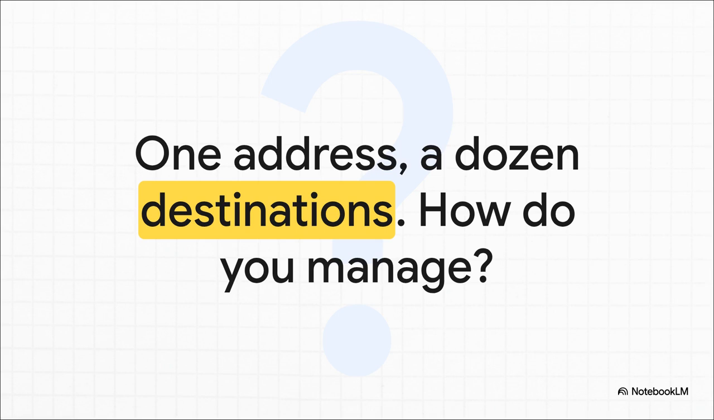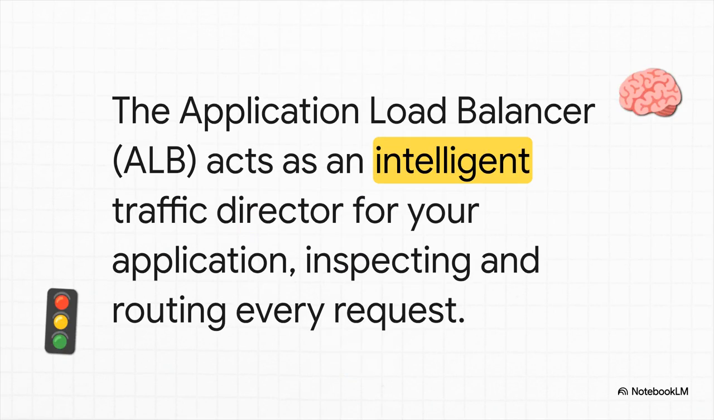So here's the problem. You've got one front door, but a dozen different rooms inside. How do you make sure everyone gets to the right place? And that is exactly where the Application Load Balancer, or ALB, steps in. The best way to think about it is like a really smart receptionist or an intelligent traffic director for your app. It stands right at that front door, looks at every single person, every request that comes in, and based on a rulebook you give it, it knows exactly where to send them.